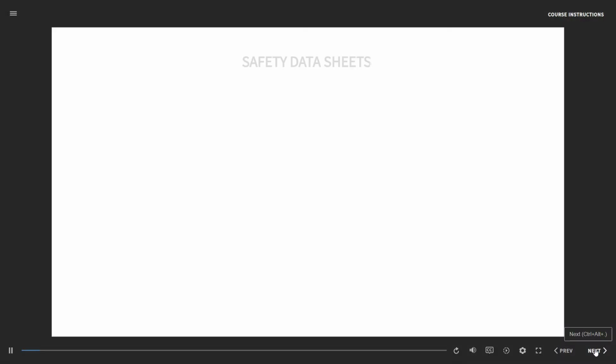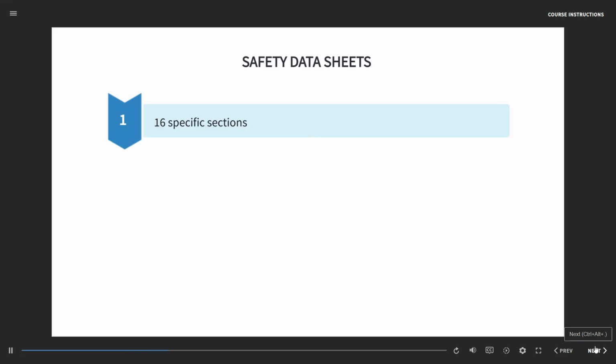Now that you have a good understanding of the importance of the information contained in labels for hazardous workplace products, let's focus on the safety data sheets. The Global Harmonized System Standards require that each SDS consist of 16 specific sections. The safety data sheets are summaries that provide information about the hazards of a product and safety precautions.